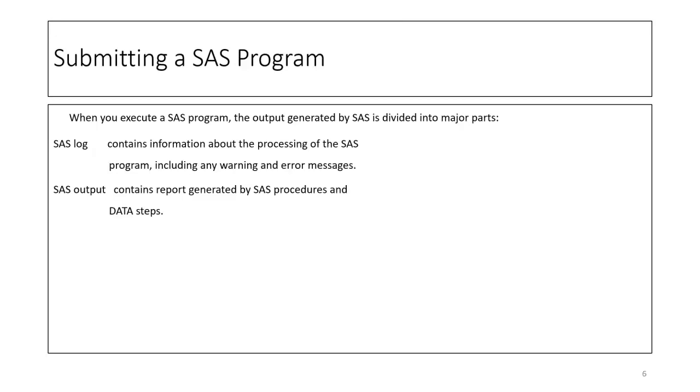Now, in submitting a SAS program, when we are writing a SAS program, there are basically three windows: the code window, the log window, and the output window. In the code window, we type all the program code. The log window contains the information about the processing of the SAS program, so if you have any errors, syntax errors or warnings, you can see them there. The SAS output contains the report generated by the SAS procedures and data step.